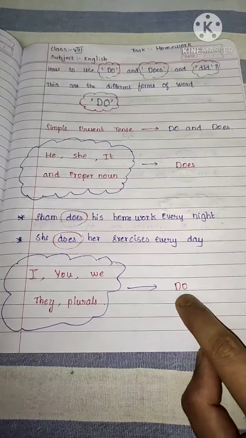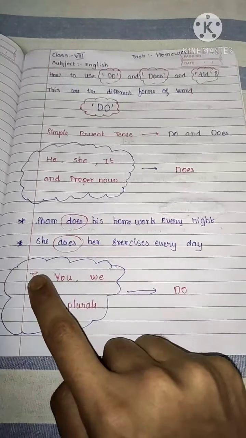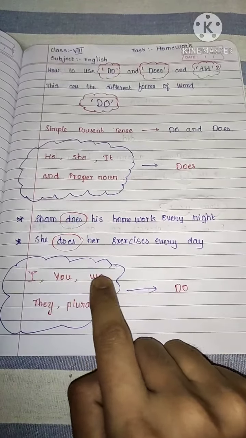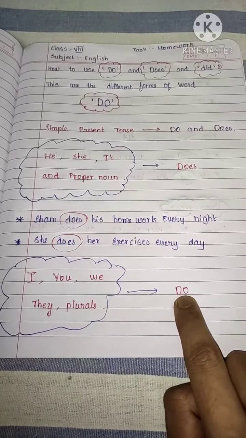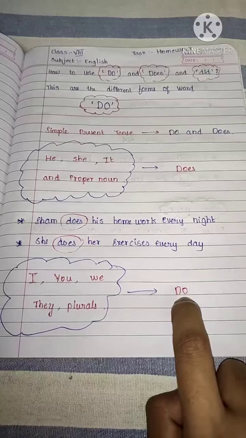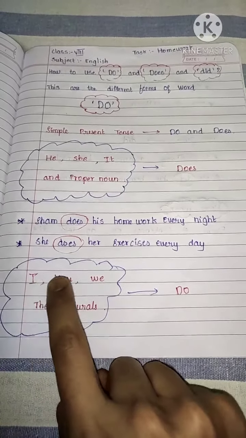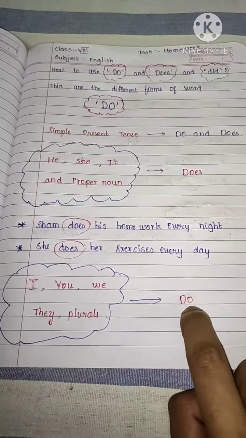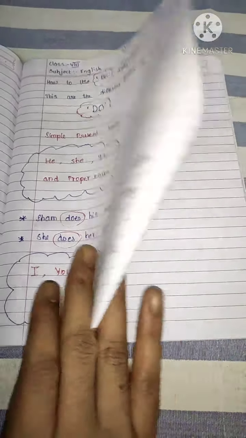Then when to use do? In a simple present tense, whenever there are pronouns like I, you, we, they, you are going to use do, as well as whenever there are plural nouns. Once again, I am going to repeat. Whenever there are I, you, we, they pronouns, you are going to use do. And whenever there are plural nouns, you are going to use do.